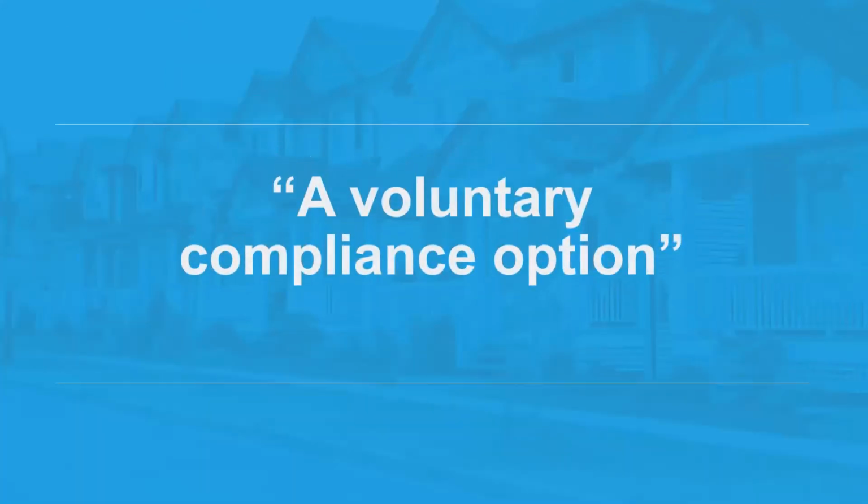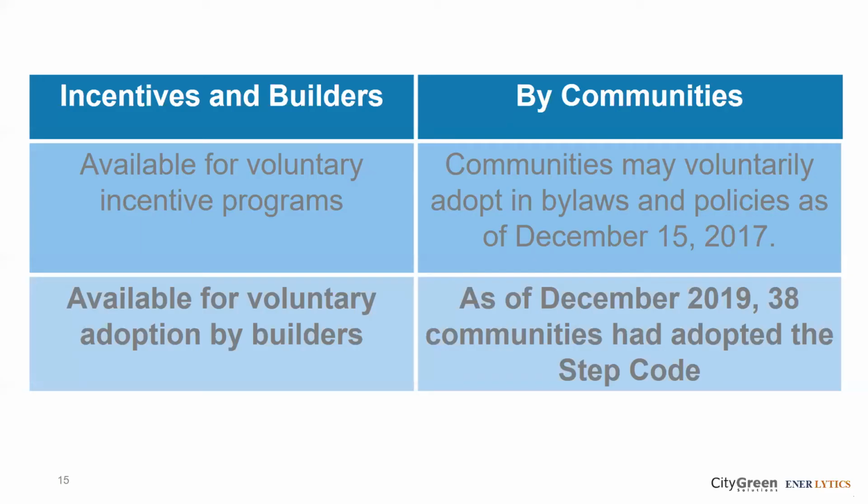The BC Energy Step Code is currently a voluntary compliance option. That is, it's available for voluntary incentive programs, such as the FortisBC and BC Hydro Incentive Program. It's also available for voluntary adoption by builders at any time, at any step. And between December of 2017 and 2022, communities may voluntarily adopt the BC Energy Step Code in bylaws and policies. We'll talk a bit later about what happens in 2022 with the BC Energy Step Code.